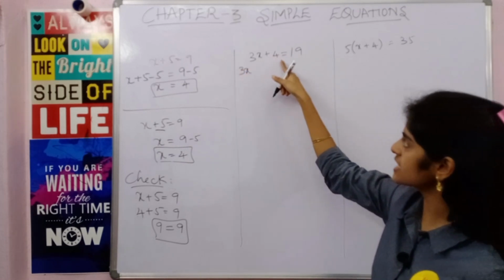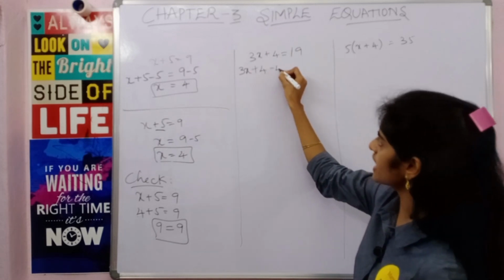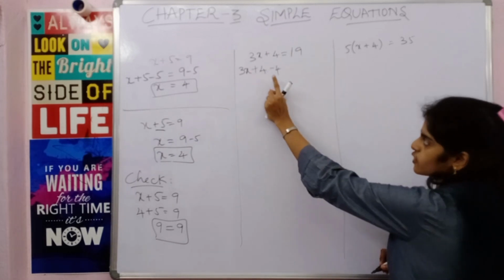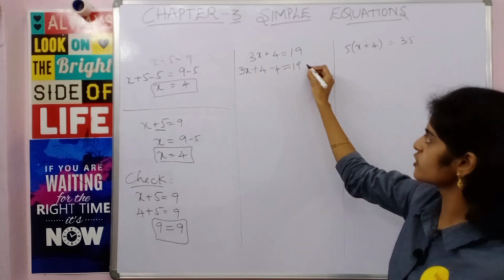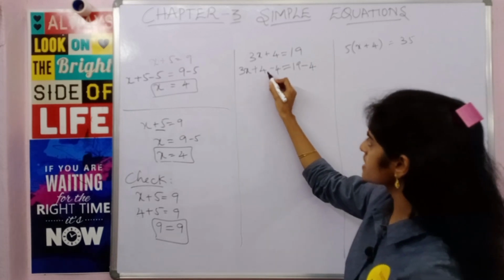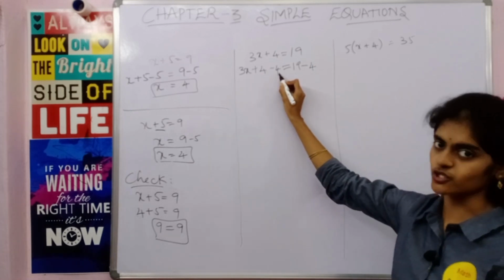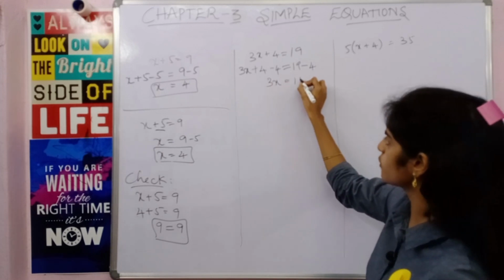Now to remove this 4 without transposing, what will you do? You will subtract 4. 4 is added, so you will subtract it. Since you are subtracting 4 on LHS, you will also subtract 4 on RHS. Clear? So 3x plus 4 minus 4 becomes 0. So 3x plus 0 is nothing but 3x, equal to 19 minus 4, which is 15.